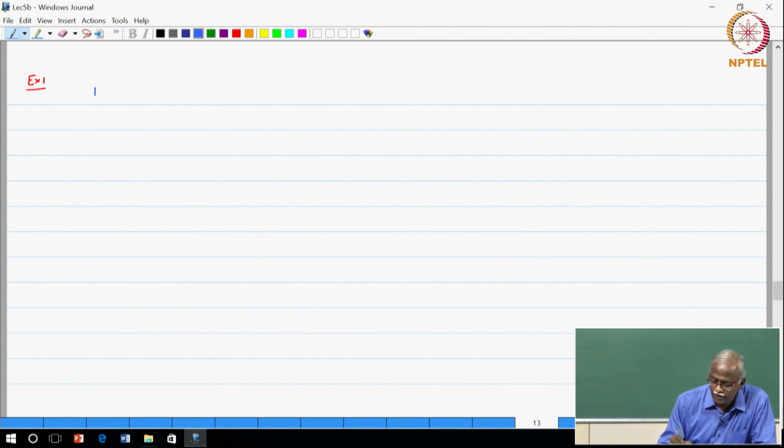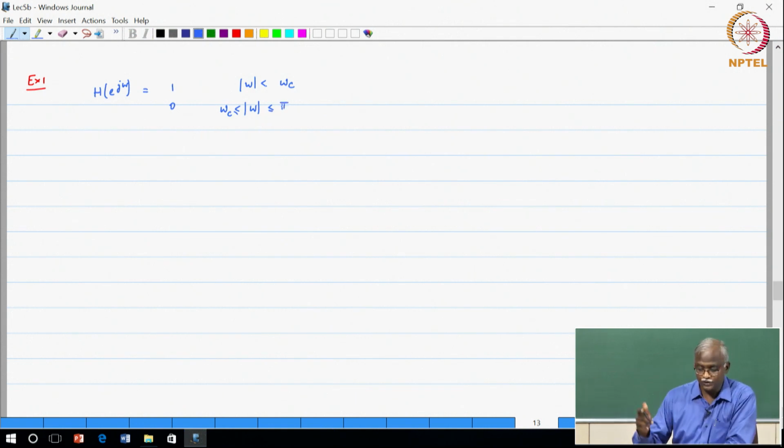So, if I have a discrete time filter He of j omega, which is equal to 1 in the range mod omega less than omega c, and equal to 0 outside. Outside basically means we have to specify it: it is greater than omega c, less than or equal to pi, because after that it will repeat. So we cannot just say otherwise; we have to specify a digital filter from minus pi to pi, otherwise it is incorrect.